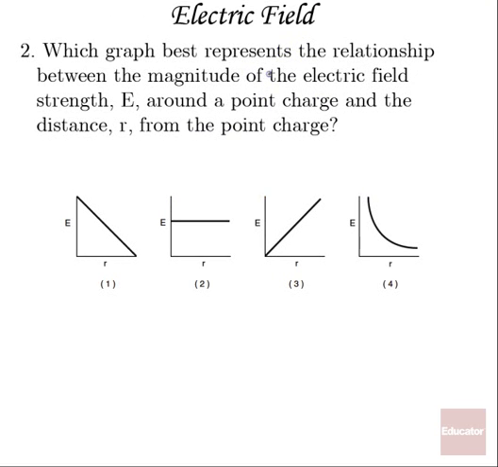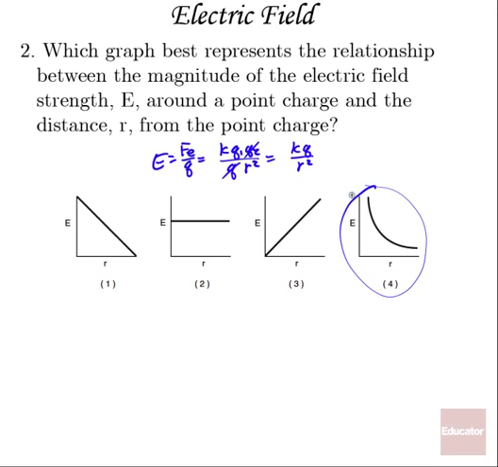Number 2, which graph best represents the relationship between the magnitude of the electric field strength, E, of a point charge and the distance r from the point charge? Well, remember, E, electric field, is the electric force divided by charge. The force is kQ1Q2 over r squared, and we have to divide by that charge, so it's going to be kQ over r squared. Still an inverse square law relationship. So as distance gets bigger, we're going to go down by the square of the distance. So our correct answer here must be number 4.